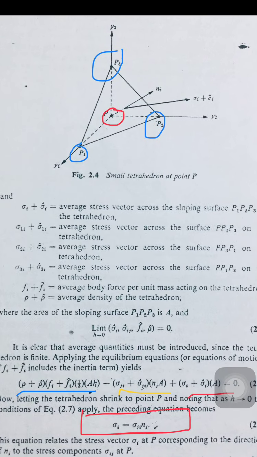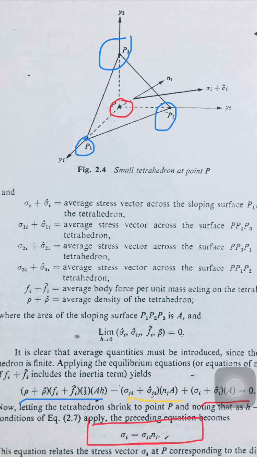You can see this tetrahedron. P is the point marked in red circle, and P1, P2, P3 are marked in blue ink. At P, the stress vector is sigma i, and we get a small change, sigma i plus sigma i cap, the average change from P to some slant distance.